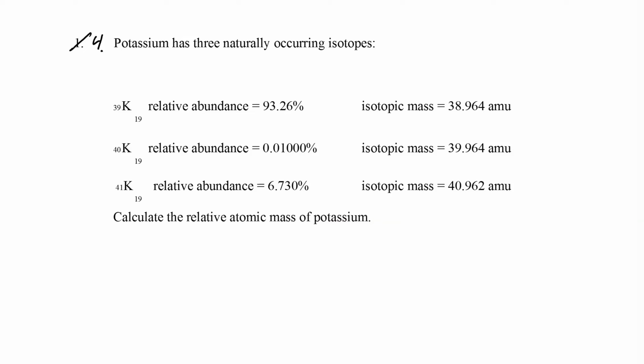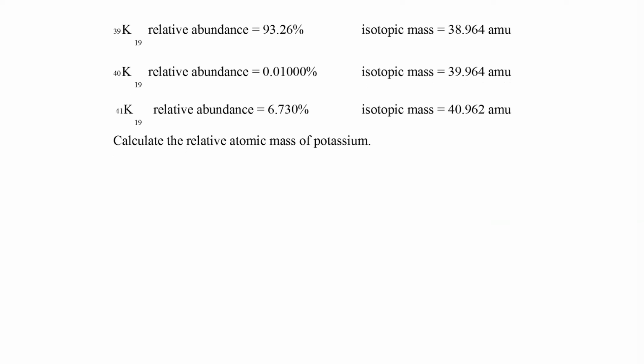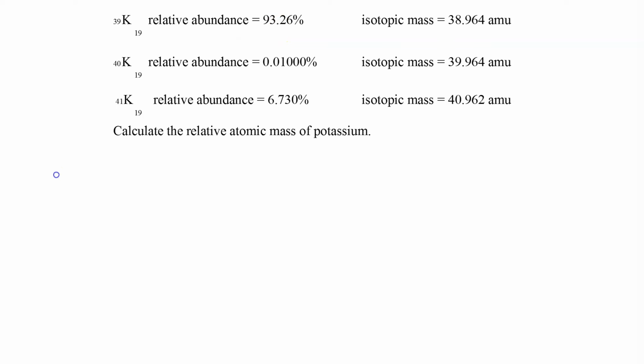This is similar to what I did with carbon in class, except here we have three isotopes instead of two. Again, we're going to calculate a weighted average where we multiply the isotopic mass times the relative abundance for each of the three isotopes and then add them together. So let's get started in setting up the problem. We'll just go in order with potassium 39.